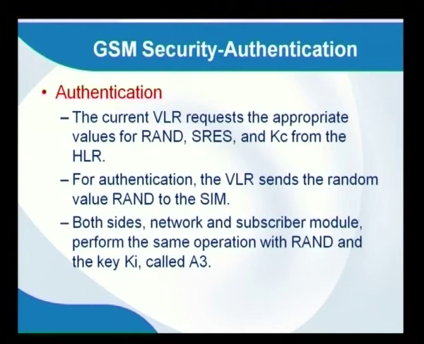For authentication, the VLR sends the random value to the SIM card. Both sides, the network as well as the subscriber module, perform the same operation with the RAND and the key called KI using the algorithm A3. For providing the authentication, both the network and the subscriber identity module have to execute the algorithm A3 with the values of RAND as well as the KI.